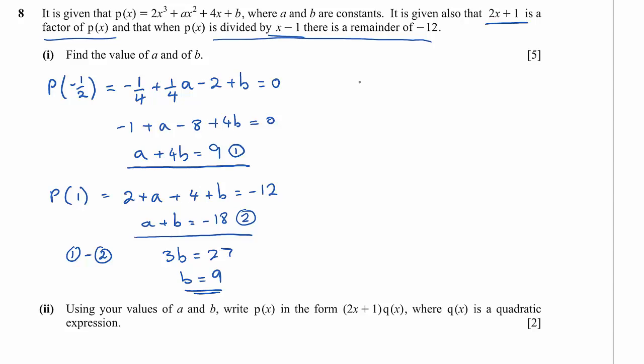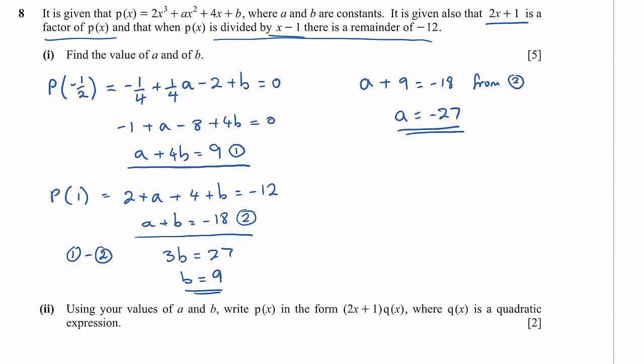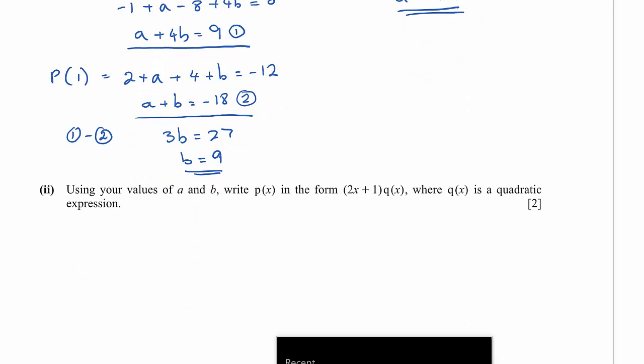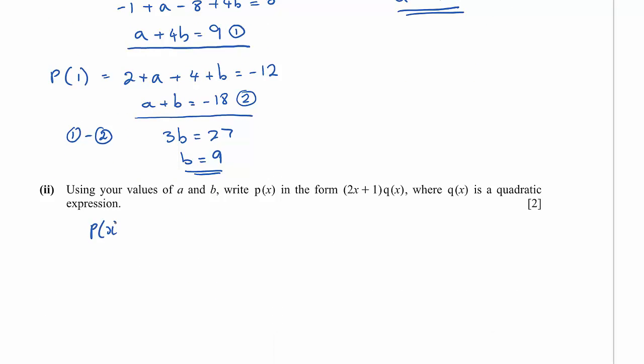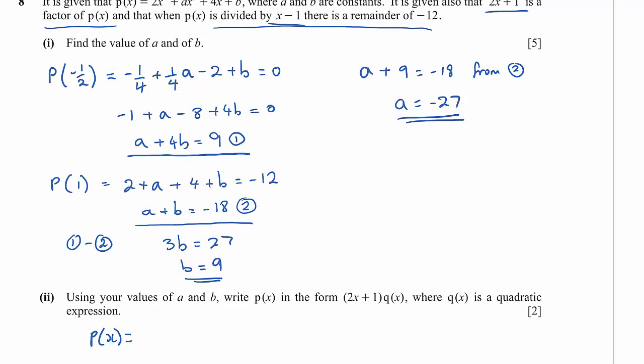And if b is equal to 9, we know that a plus 9 is equal to negative 18, and that's from equation 2, and therefore a must be negative 27. Okay, so now we have those values. We can write p of x as being equal to 2x cubed minus 27x squared plus 4x plus 9.